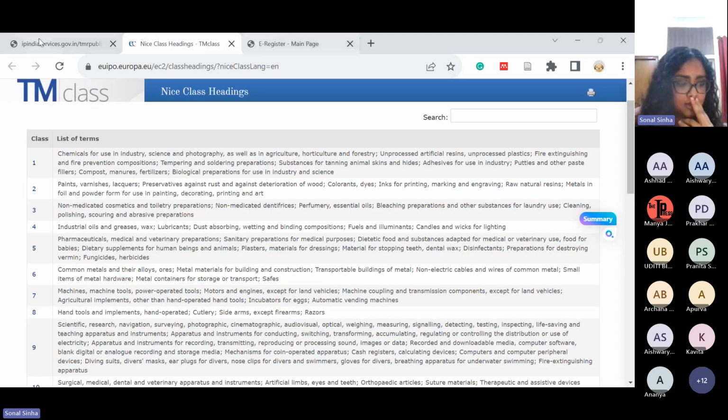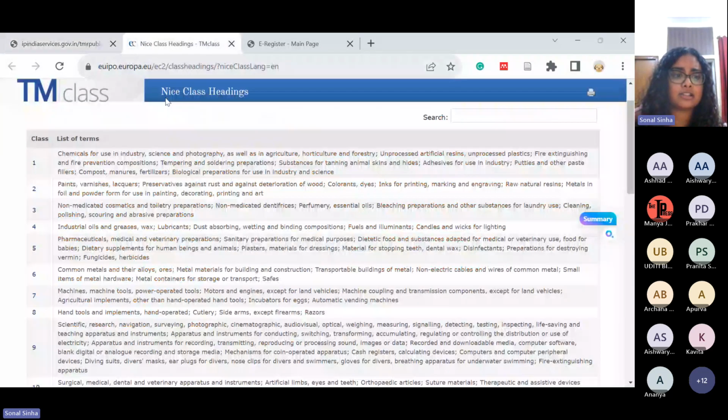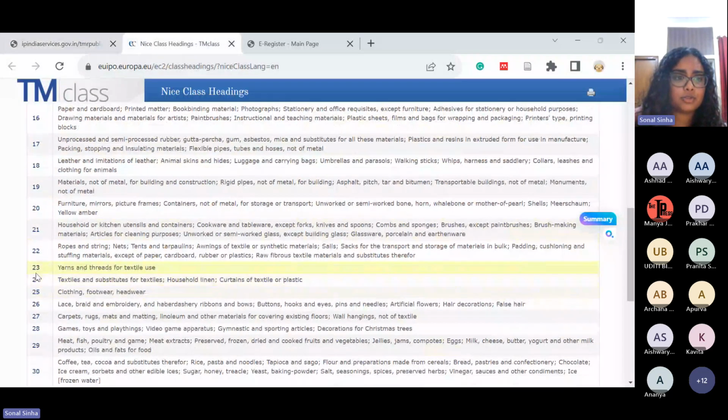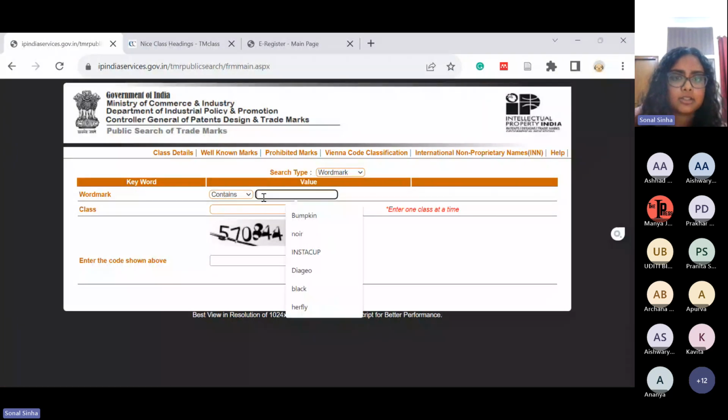Now the last mark was doodle for clothes. So for clothing, we have class 25: clothing, footwear, and headgear. We'll stick to that. And then, depending on our client, we can go with... I think for that, this would be enough, class 25. So we'll go with that. Doodle.